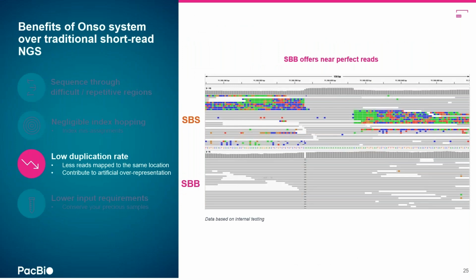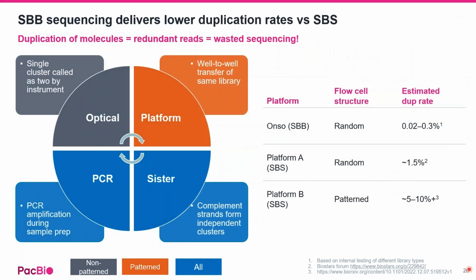Next, we'll move on to low duplication rates. So we also see decreased duplication rates versus SBS, especially optical duplicates and platform duplicates caused by idiosyncratic chemistry artifacts specific to newer generation SBS sequencers.